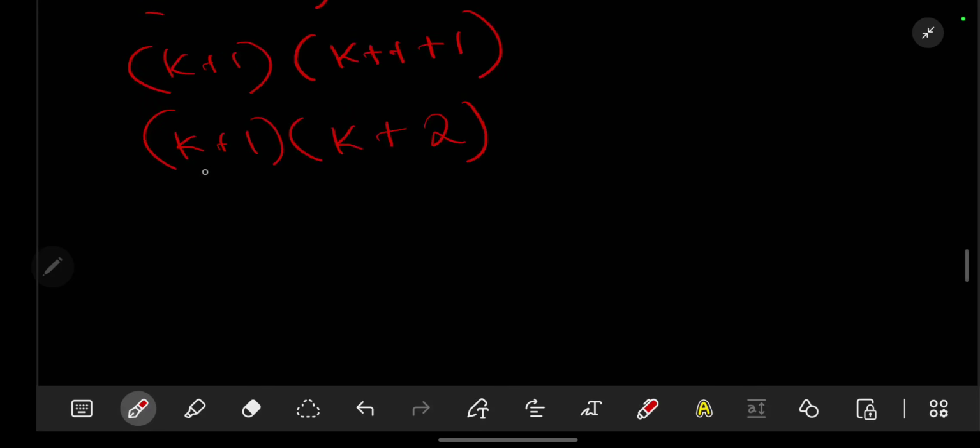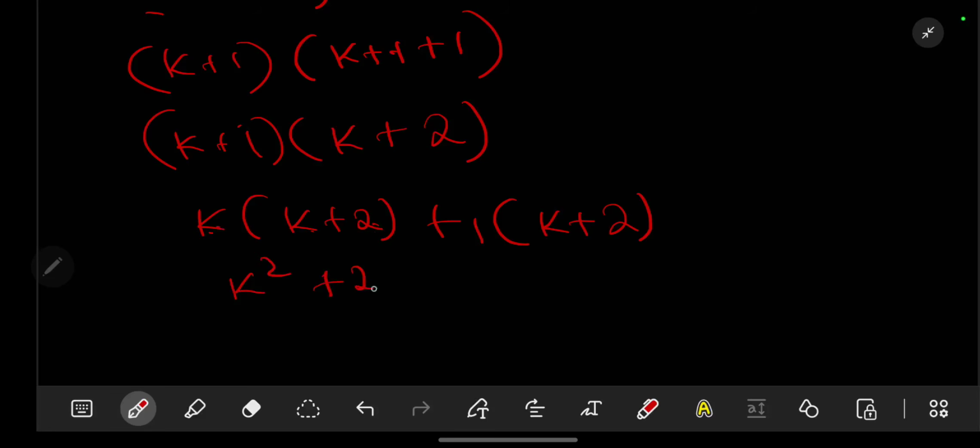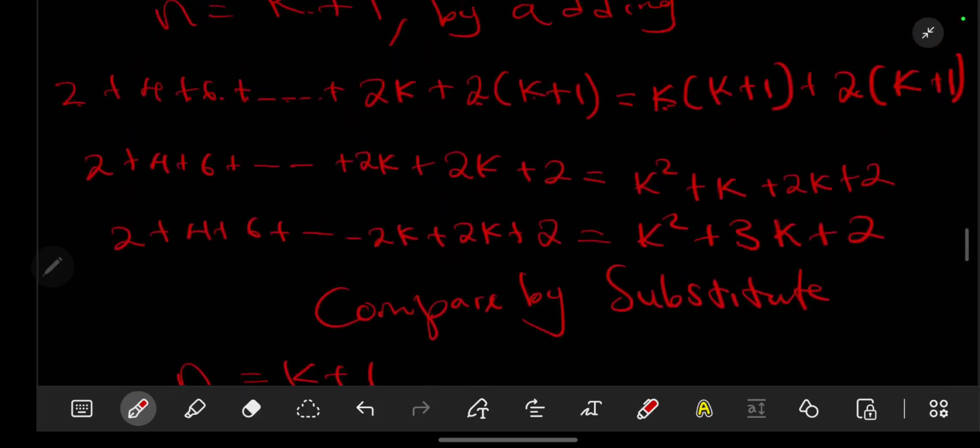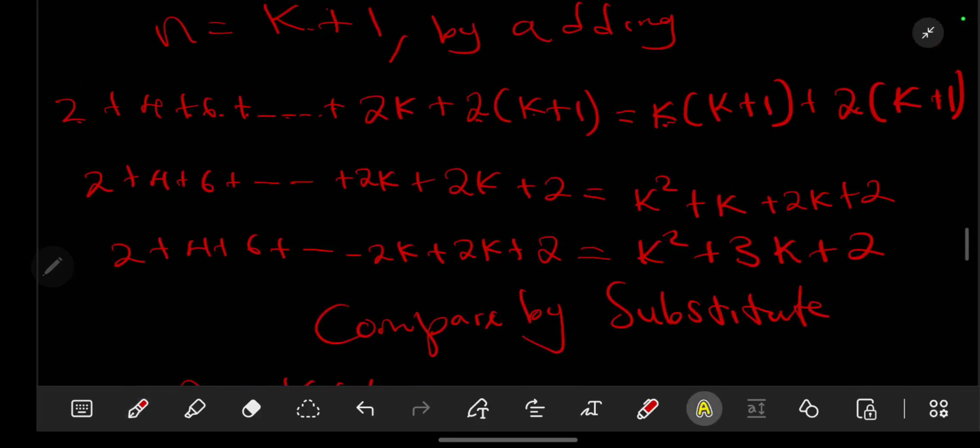So we have our k plus 1, then we have our k plus 1 is 2. This is going to give us, so this k multiplies everything, so we will have k open brackets k plus 2, plus our 1 multiplies everything, that's how we multiply. 1 multiplies everything, so we have k plus 2. So k by k will be k squared, k by 2 it will be 2k, plus 1 by k it will be k, 1 by 2 it will be 2. So that we have k squared plus 2k plus k, it will give us 3k plus 2. So by substituting, we are getting the same answer.